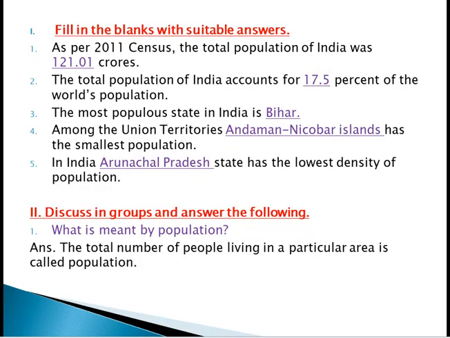Okay, so first of all, let us discuss the fill in the blanks from this chapter. The first question is: as per 2011 census, the total population of India was dash crores. In 2011, the Indian government calculated the total population of our country, India. That time it was 121.01 crores. You have to remember the number.